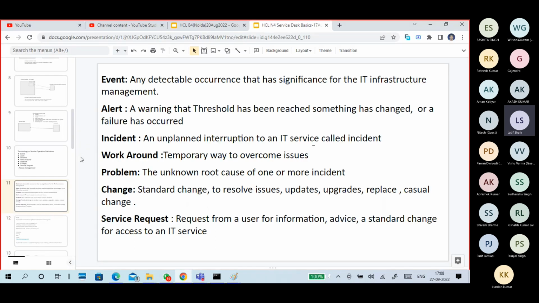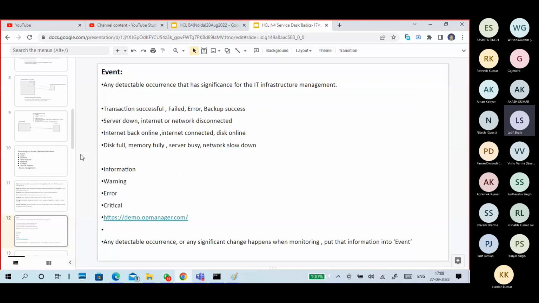Okay. I will give one more example for incident, problem, change. What is an event? I already told you, any detectable occurrence that has significance for IT infrastructure. What are the things in event logs? What kind of stuff can we see? A backup is successful. You went to the shop and paid the amount using your mobile phone. What will you see? Transaction successful. Transaction failure. Transaction error.